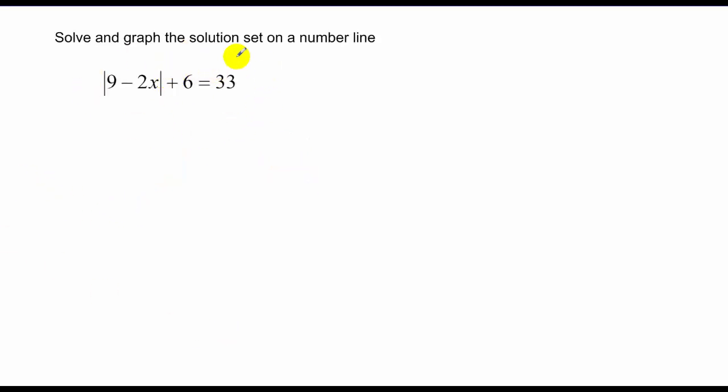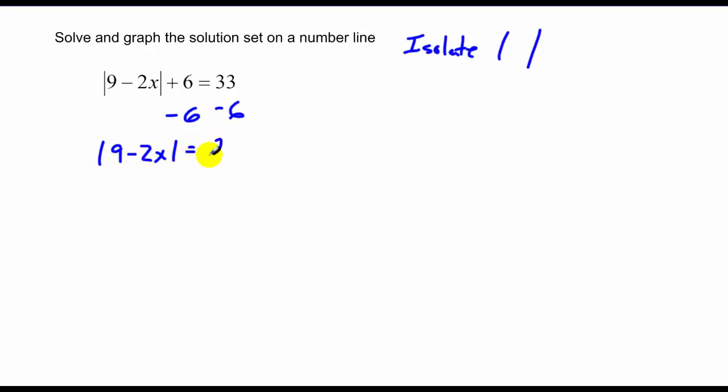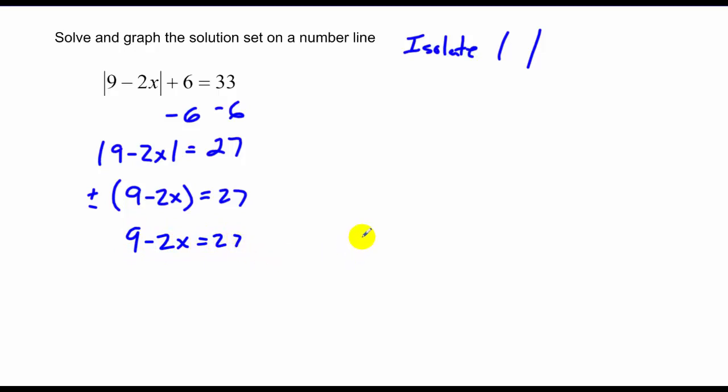In this next example, it's a little bit different in that I have some extra item tacked on to the absolute value problem. First thing we want to do on all of these is isolate the absolute value. So in order to do that, I subtract 6 from both sides, and I can do that because it's not within the absolute value. So I have the absolute value of 9 minus 2x equal to 27. And now I want to pull this from the absolute value. So again, I say plus or minus 9 minus 2x is equal to 27. So my two equations are 9 minus 2x is equal to 27, and negative 9 minus 2x is equal to 27.